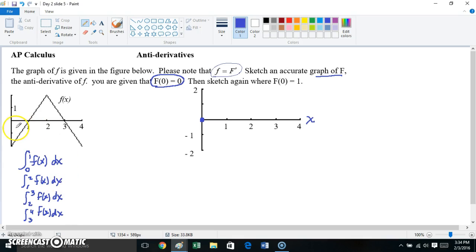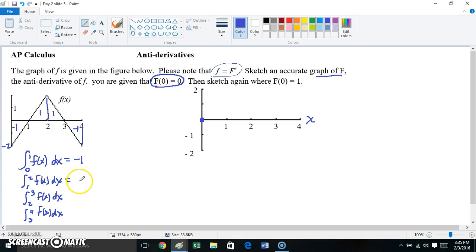Okay, so thinking of those areas, this is a negative 2. So this triangle has an area of 1. And it's going to be negative because it's below the curve, below the x-axis. Here's a positive 1, and a negative 1. So the integral from 0 to 1 of f of x dx is negative 1.